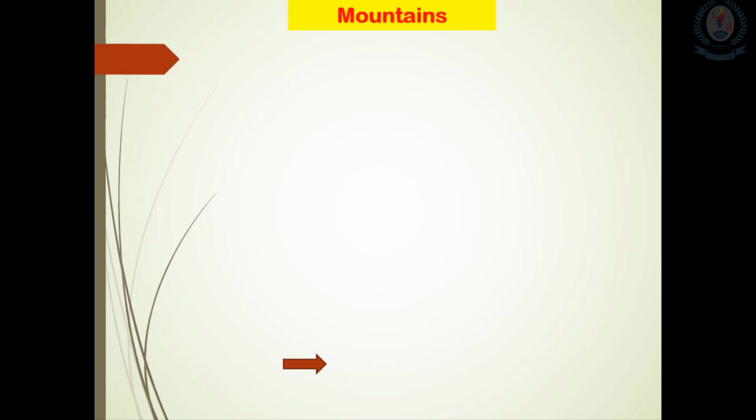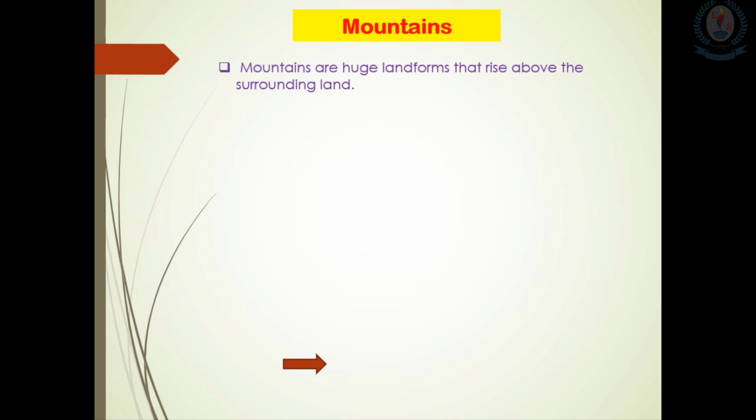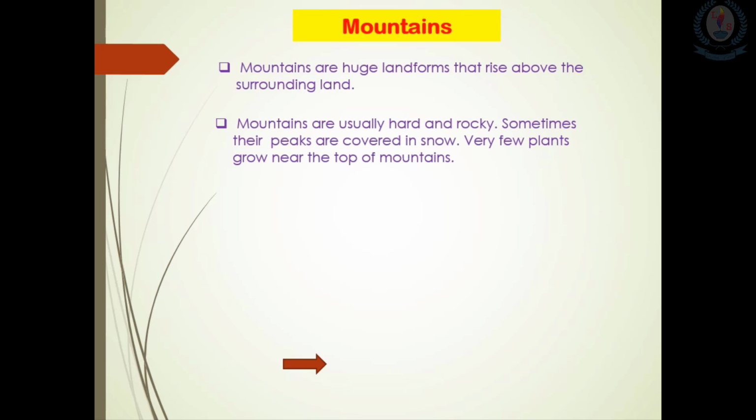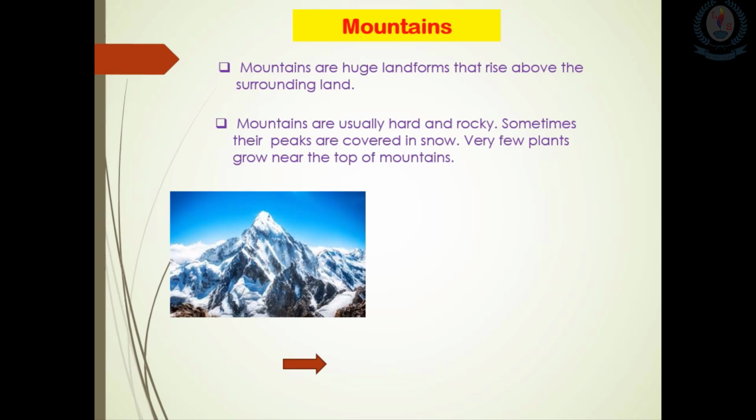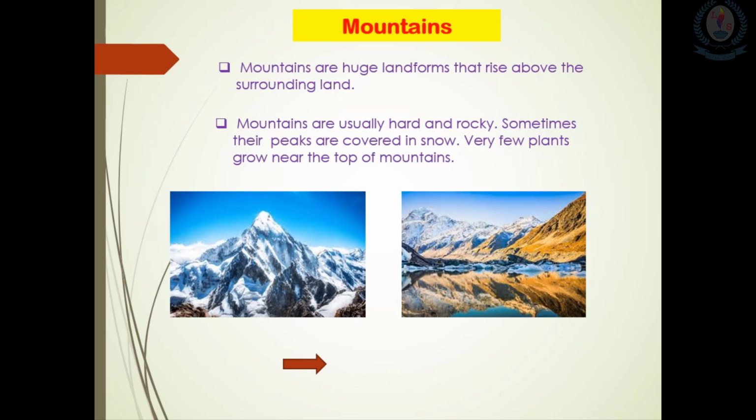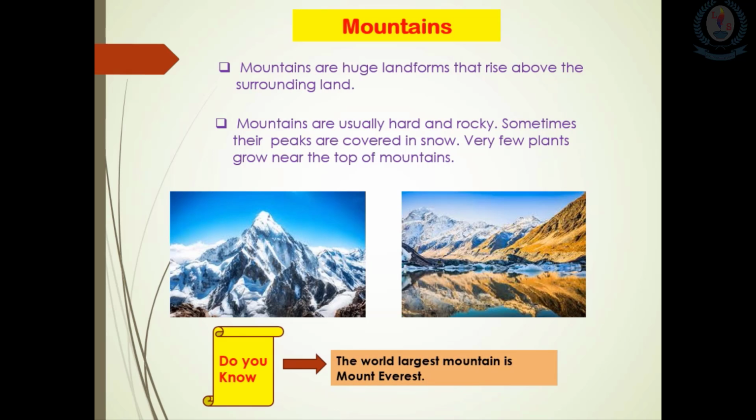Children, the next landform is mountains. Mountains are huge landforms that rise above the surrounding land. Mountains are usually hard and rocky. Sometimes their peaks are covered in snow. Very few plants grow near the top of the mountains. Children, you can see some pictures of mountains here. Children, do you know? The world's largest mountain is Mount Everest.